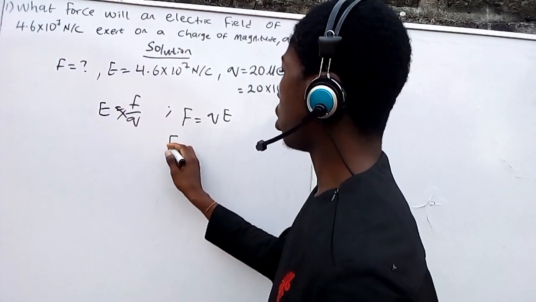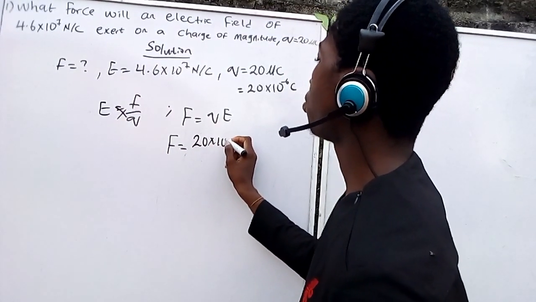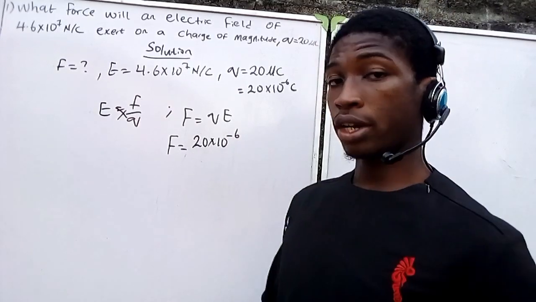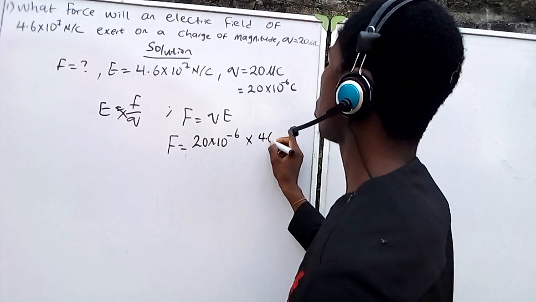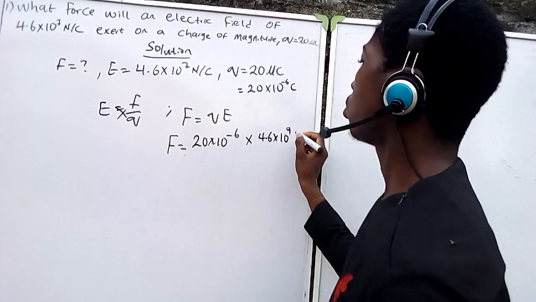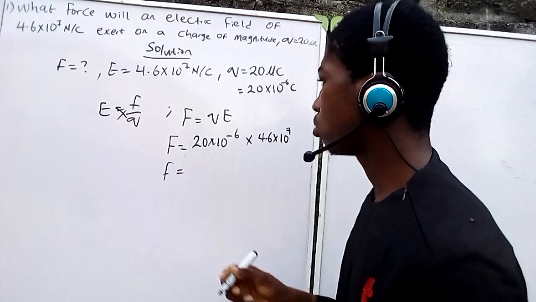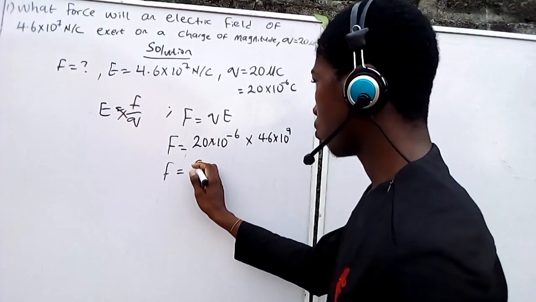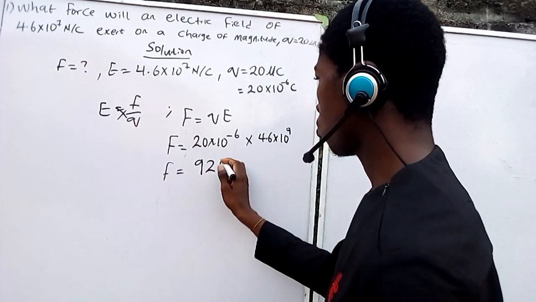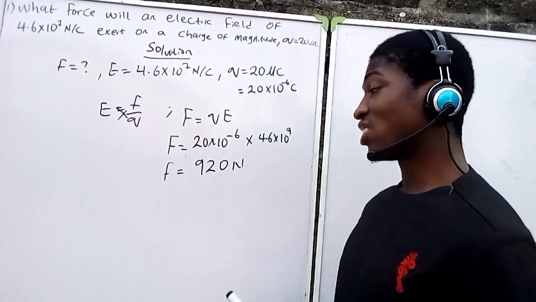Input your values. What's our charge? 20 times 10 raised to the power negative 6. Times the electric field, which is what? 4.6 times 10 raised to the power 7. Now when you multiply that, you get 920 Newton. And that is the answer for this question.